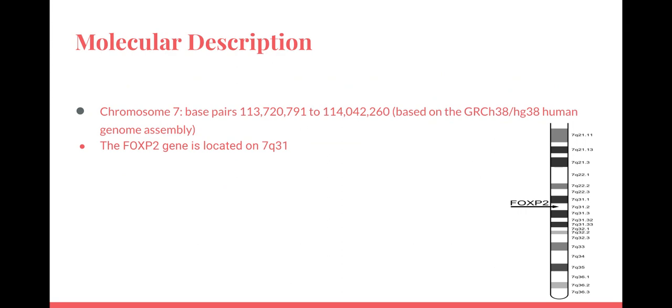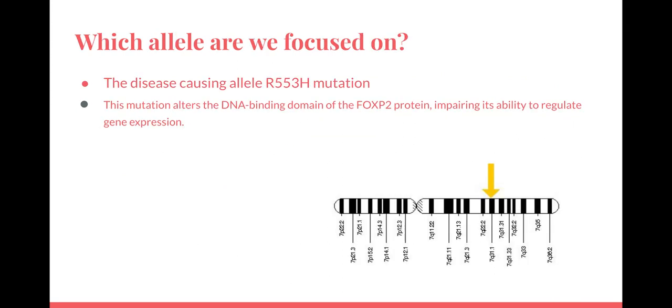Its complex structure also suggests it's tightly regulated, which makes sense considering how critical it is during early brain development. So what allele are we focused on? One of the most well-known mutations in the FOXP2 gene is called the R553H. This mutation results in a single amino acid change in the DNA binding domain of the FOXP2 protein. It replaces an arginine with a histidine at position 553.